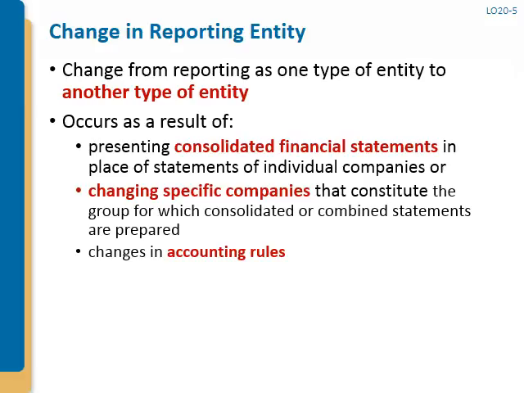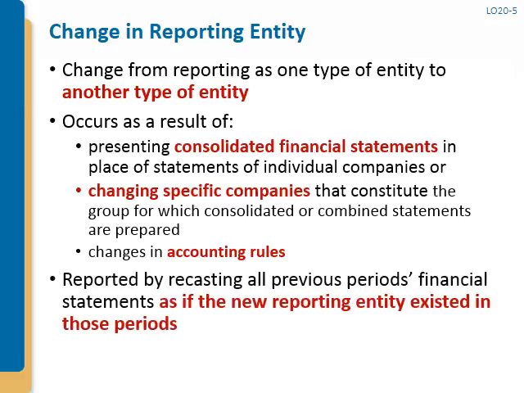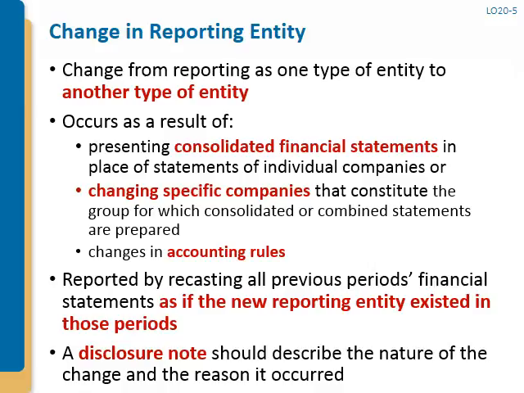A reporting entity can be a single company or it can be a group of companies that reports a single set of financial statements. For example, the consolidated financial statements of PepsiCo Inc. report the financial position and results of operations not only for the parent company but also its subsidiaries, which include Frito-Lay and Gatorade. A change in reporting entity occurs as a result of 1. Presenting consolidated financial statements in place of statements of individual companies, or 2. Changing specific companies that constitute the group for which consolidated or combined statements are prepared.